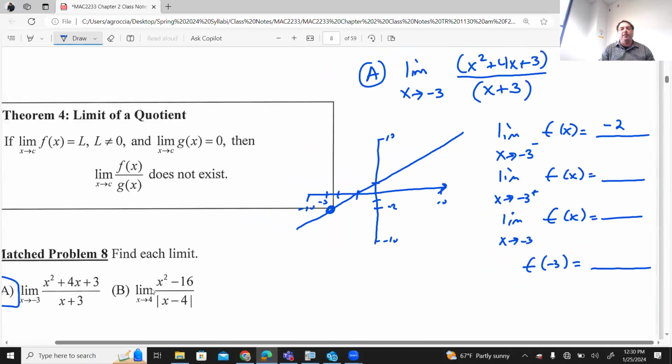I'm going to pause there and let you do the rest of this. So coming from the right, as we get closer and closer to -3, what's the y value? -2. Therefore, if from the left is -2, from the right is -2, what's the limit as we approach -3? -2.